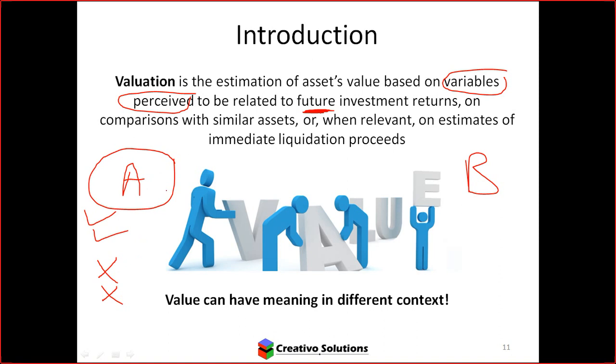So that's what we're trying to do: we're trying to compare similar assets. If we go back to the house example, we're not going to compare an apartment to a house, or a house to a mansion. We're going to compare similar assets. So if we're looking at houses, we're looking at similar houses. If it's 2-3 bedroom houses, we're going to be looking at those and comparing those. And we're also going to be looking, when relevant, at estimates of immediate liquidation proceeds.